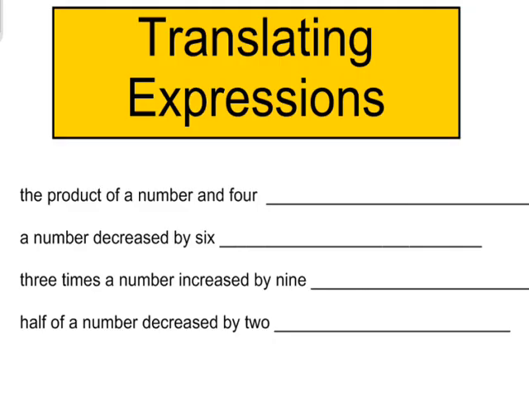The product of a number and 4. Well, when I see the word product, I know it's multiplication. So the product of a number and 4. You could write this a variety of ways. The product of, and I can use any variable I want. I'm going to use m. The product of a number and 4. I could write it like that. I could write it like this. I could even write it like this.